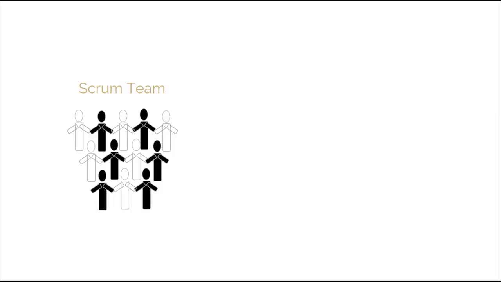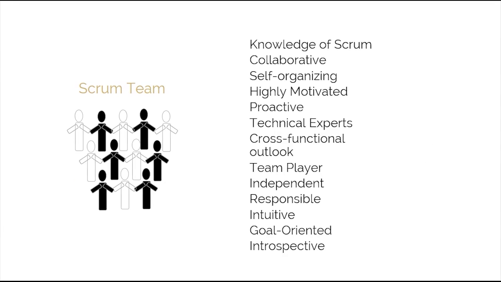And finally, for the Scrum team, you want people who can be knowledgeable about Scrum, people who are collaborative, self-organizing, and highly motivated, people who are proactive, people who are technical experts, but also cross-functional in their outlook. Team players, people who are independent and responsible, intuitive, goal-oriented, and introspective.